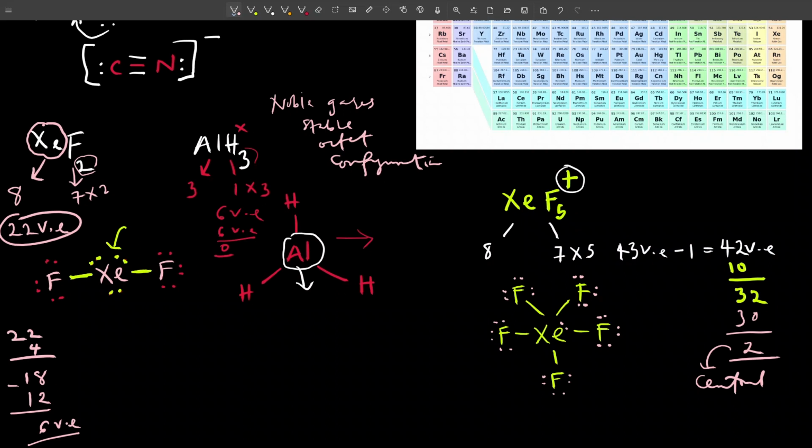We'll talk about that later in later videos on VSEPR theory. Okay, so this is the Lewis structure of XeF5 plus. And don't forget, you have to add this to show that it's an ion. You put a plus sign up here.